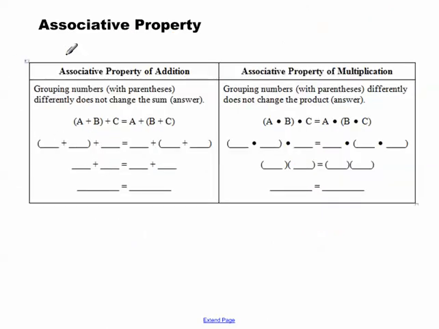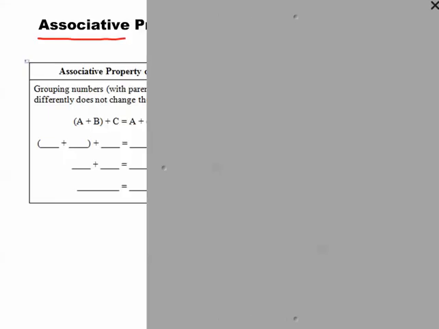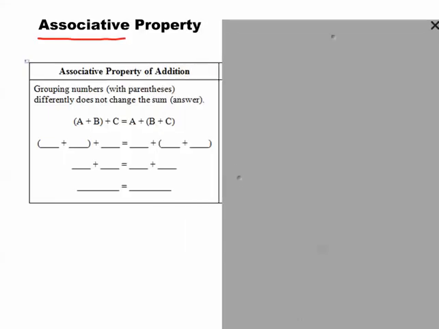All right, let's move to the associative. So let's start with addition. So the associative property of addition simply means that I'm grouping. I'm using parentheses. So I'm grouping different things. So if I change the way that I group it, it still doesn't change my answer or the sum. All right, so let's say a plus b in parentheses plus c is the same as saying a plus the parentheses of b plus c.